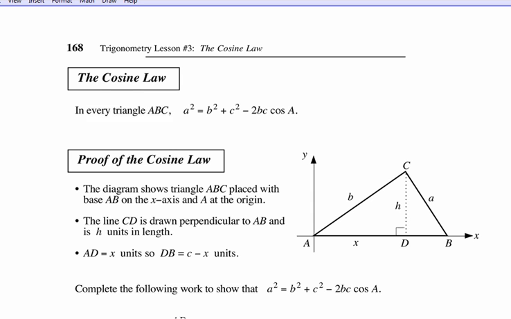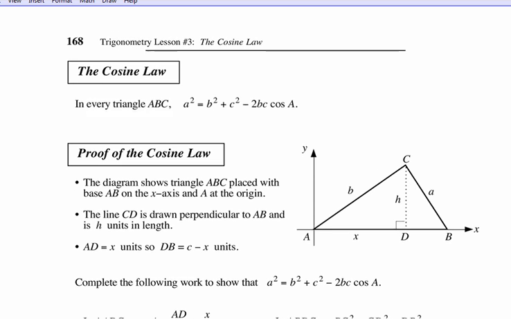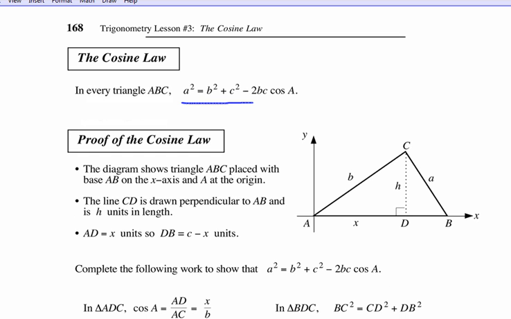So on the other page, again, remember how we label our triangles. We label our triangles opposite of angle A, side A, and so forth. So in every triangle ABC, this is the cosine law, and this is on your formula sheet. So what does it look like? Well, it looks like it has some cosine ratios in it, and it also looks like Pythagorean theorem. So let's go through the proof. Let's read through it.